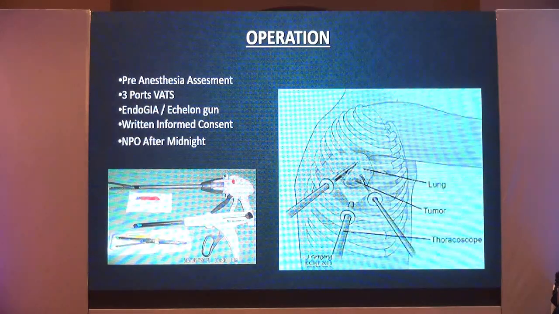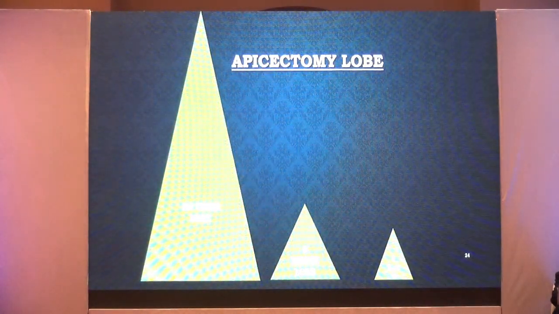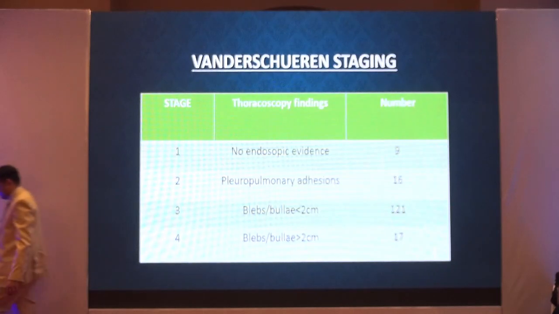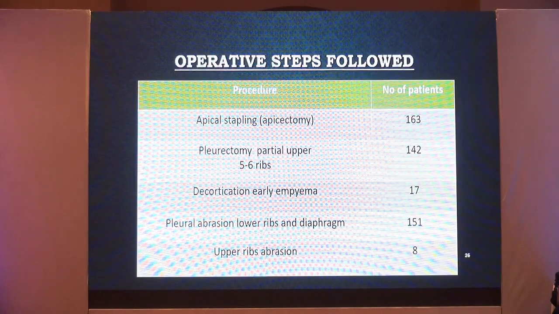The operation is under general anesthesia, the patient with a double lumen endotracheal tube, one lung is collapsed and a 3-port technique is used. The anterior port is the working port. This is the camera port in the 5th intercostal space in the mid-axillary line. Apical resection of the upper lobe was done in 151 patients, lower lobe and both in 4 patients. This is the Vanderschueren staging: no endoscopic evidence in 9 patients, some adhesions after ruptured bulla in 16 patients, and then blebs were visible in 120 patients.